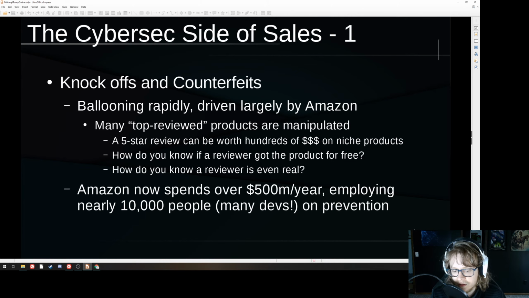has a bunch of 5-star reviews and a bunch of sales, and so it becomes the top spot for that product category, and then legitimate people buy it, and it becomes a huge source of revenue. So this is a common trick in order to get your product to the top of Amazon. A 5-star review can be worth hundreds of dollars on particularly niche products if you're trying to get the top result for some certain kind of gear or a very specific electronic device.